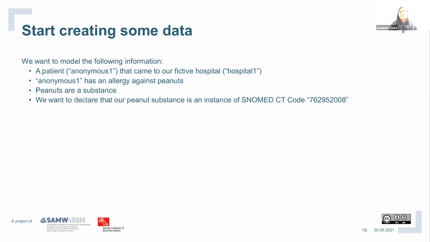Okay, so now we have the elements to model our data in RDF, and we know how to do it. So let's just do an example. We want to model, according to the SPHN ontology, a patient that we call Anonymous 1 that came to our hospital, Hospital 1, and Anonymous 1 actually has an allergy against peanuts. We know that peanuts are a substance, and we also want to declare or link our peanut substance as an instance of SNOMED CT. So basically just saying that this peanut is corresponding to that SNOMED code.